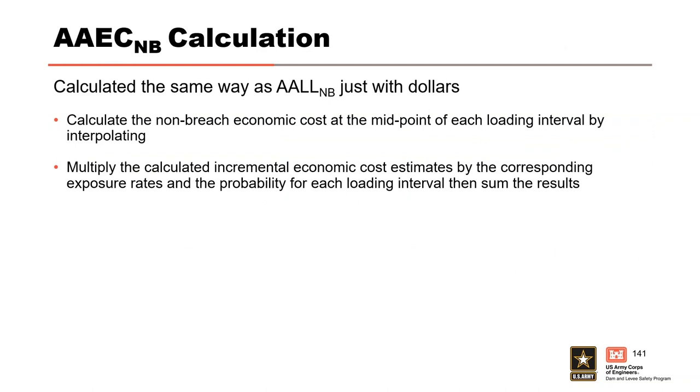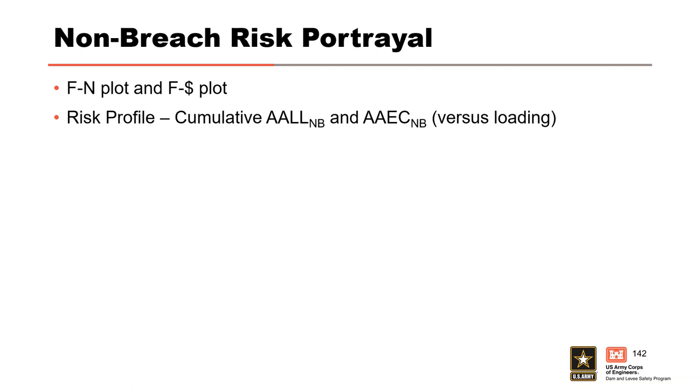We can also calculate the non-breach average annual economic cost. This is done using the same steps as we did for the average annual life loss, but using dollars and cents instead of life loss. We typically present the non-breach risk on the big FN plot and the F dollar plots, and cumulatively versus the loading for average annual life loss and average annual economic cost.